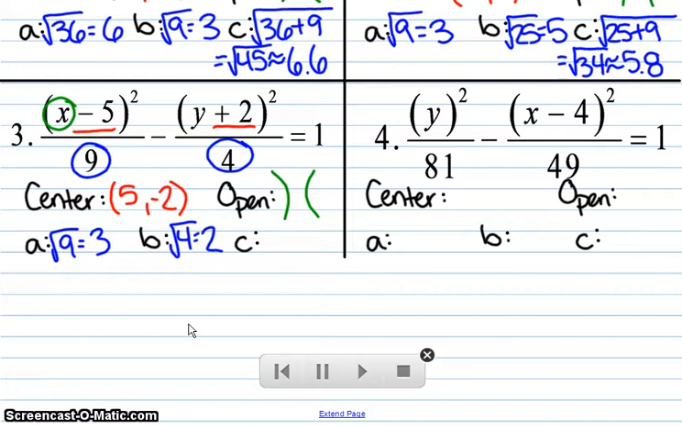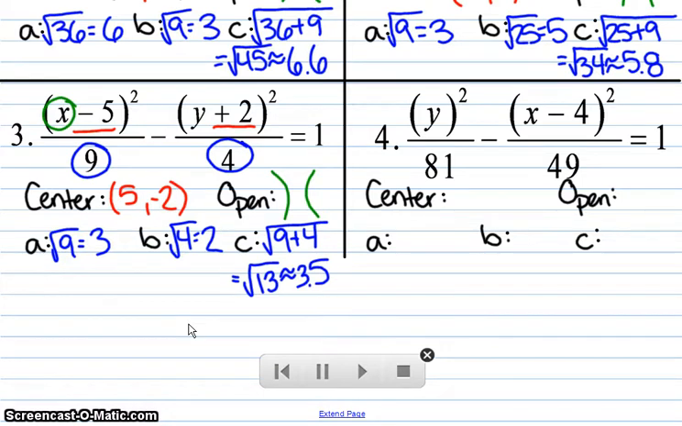Then for your foci, because we are talking hyperbolas, add those denominators together and get 13, which is a little bit less than 16, about halfway. So you could probably say about 3.5, 3.6, somewhere around there.